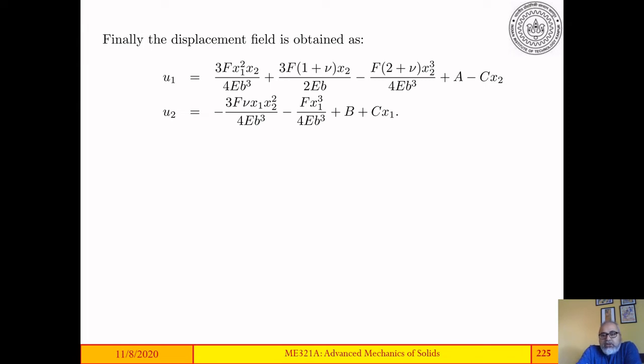Now these displacements contain these terms. Okay, what are these terms?